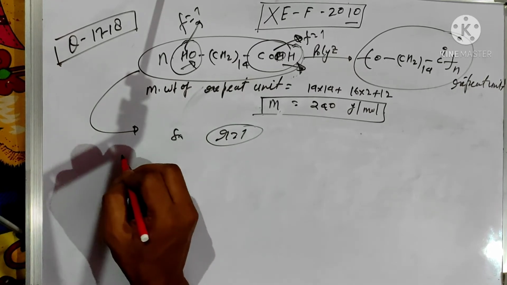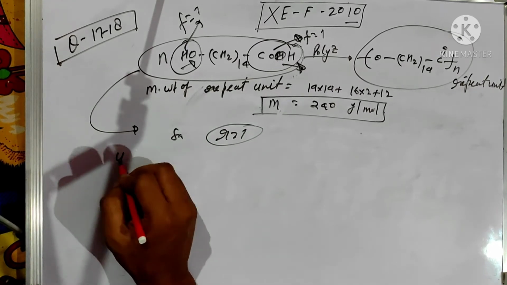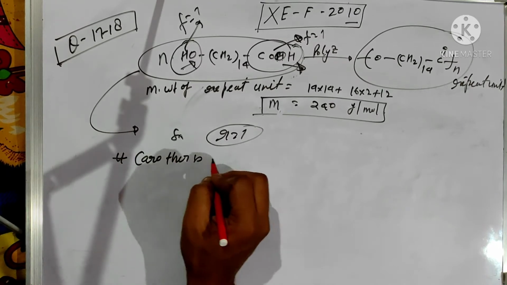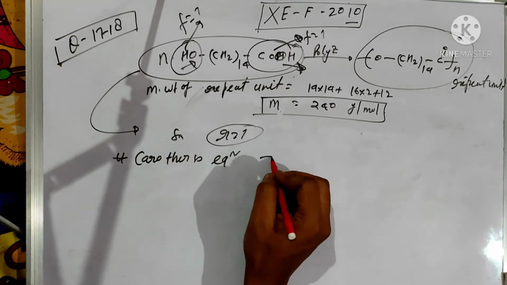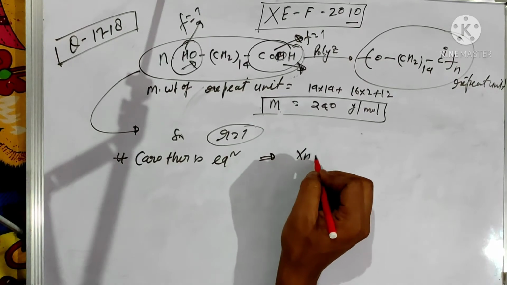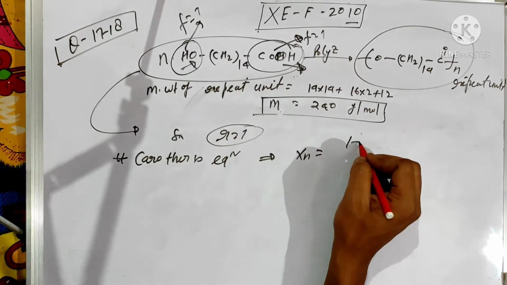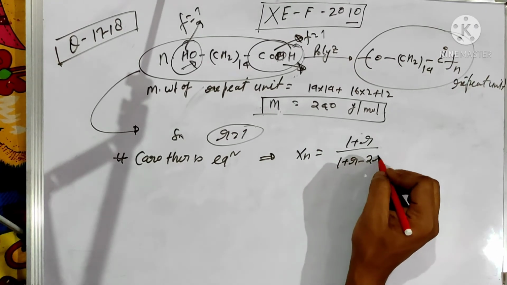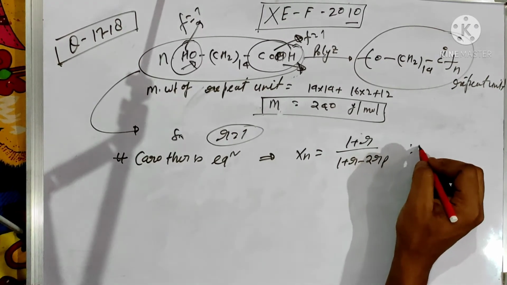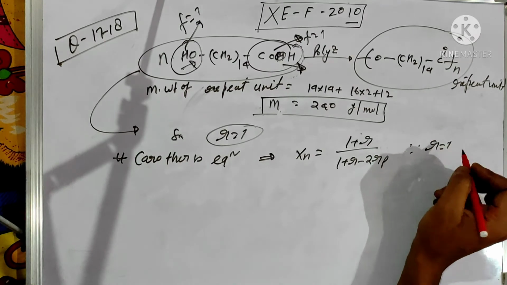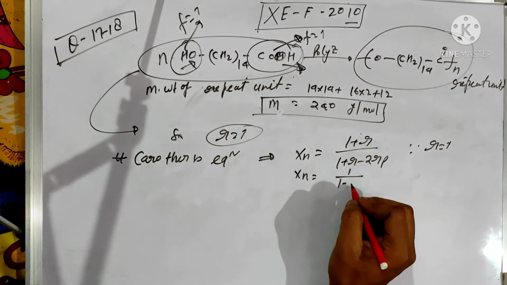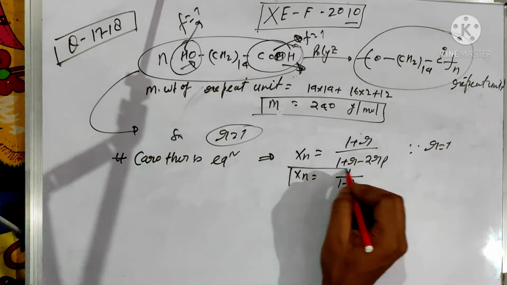Now using the Carothers equation, the number average degree of polymerization is given by Xn equals 1 plus R divided by 1 plus R minus 2RP. Since R is equal to 1, then Xn is equal to 1 upon 1 minus P.